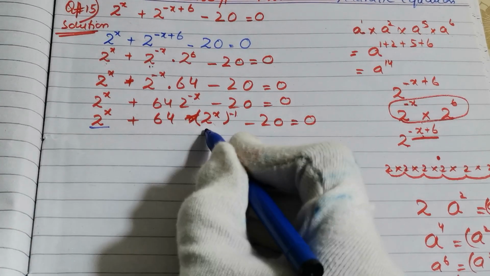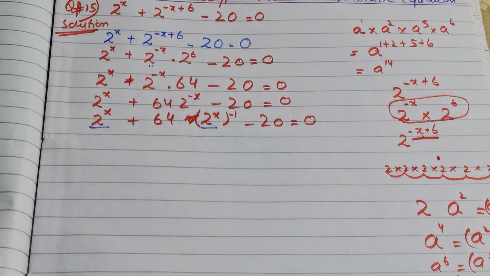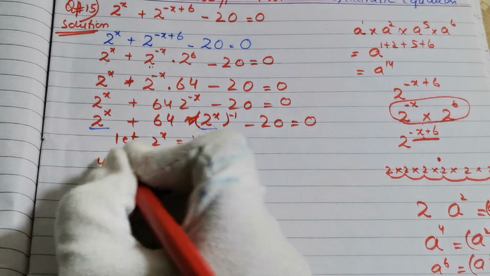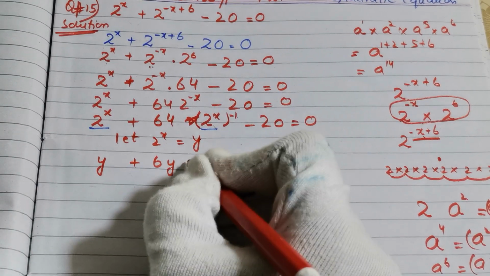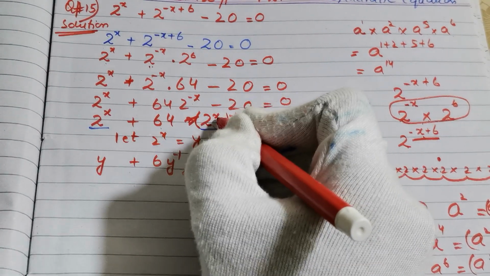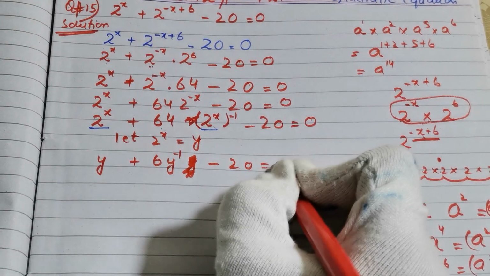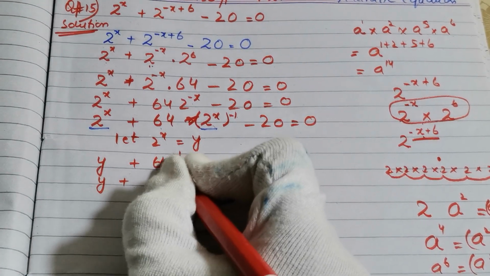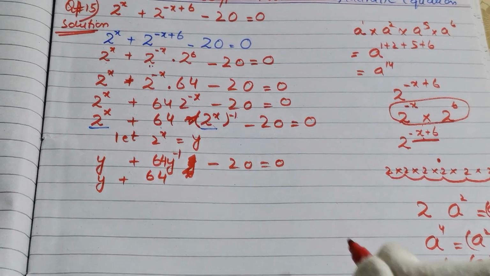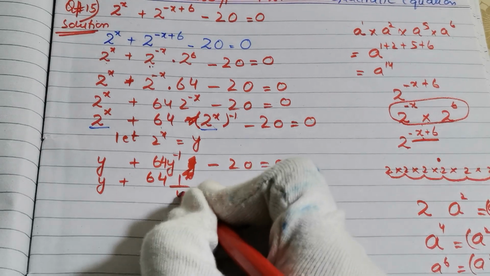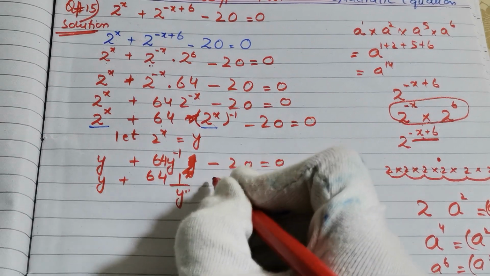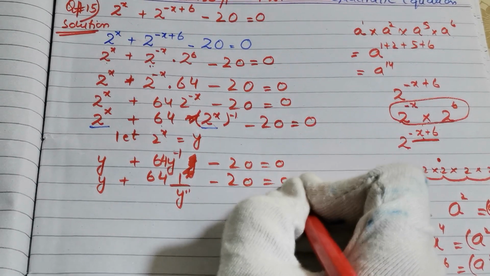Now this term and this term are the same, so we will consider them. Let 2^x equal y. So the equation becomes y + 64 y^(-1) - 20 = 0. Now y + 64 y^(-1), we will write in the denominator: when we write it in the denominator, negative 1 becomes positive 1. So minus 20 equals 0.